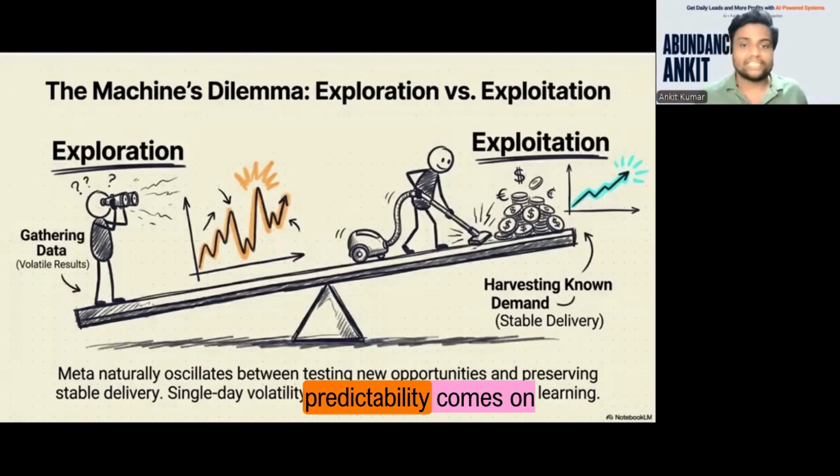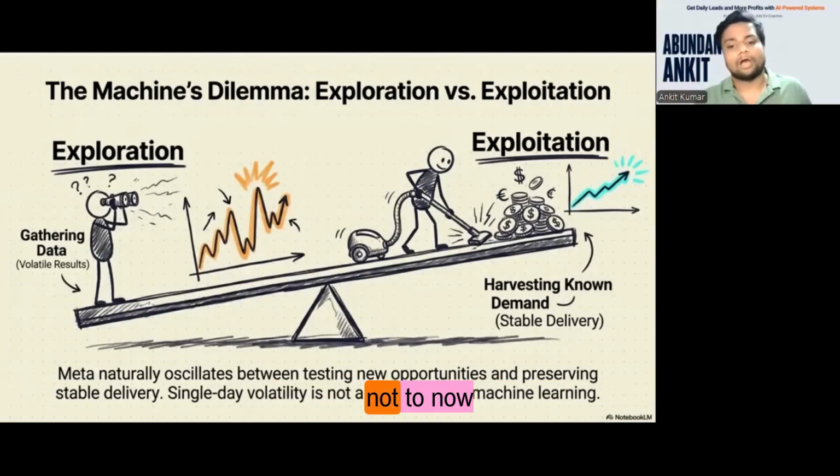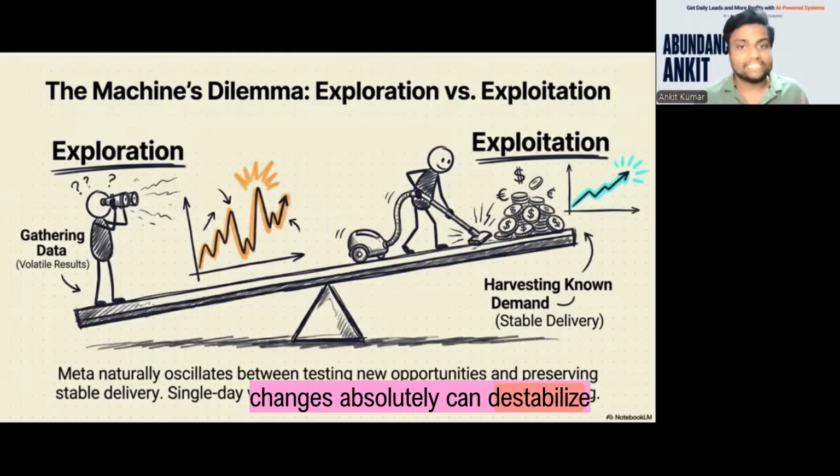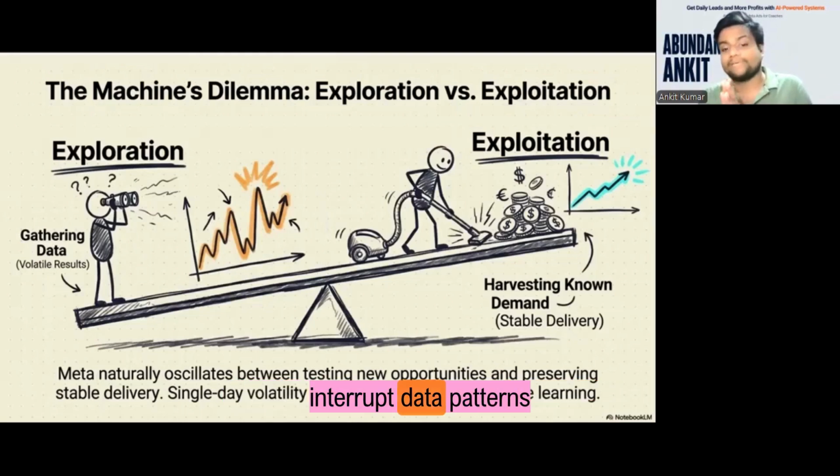But the predictability comes on a longer 7-day basis, because Meta's system is constantly balancing exploitation and exploration, meaning they are testing new opportunities for getting in new buyers, new audiences, while simultaneously trying to preserve stable delivery. And when you as an advertiser interrupt this campaign daily, you interrupt that optimization process. Now, to be clear, not every change that you make sends you back to the learning phase, but frequent changes absolutely can destabilize delivery, reduce optimization confidence, interrupt data patterns, and force Meta to readjust distribution, resulting in you getting less results as you move on.